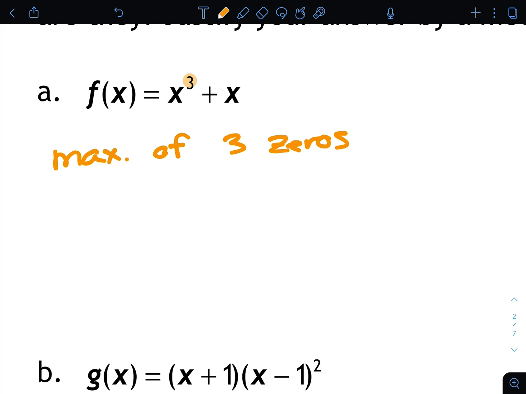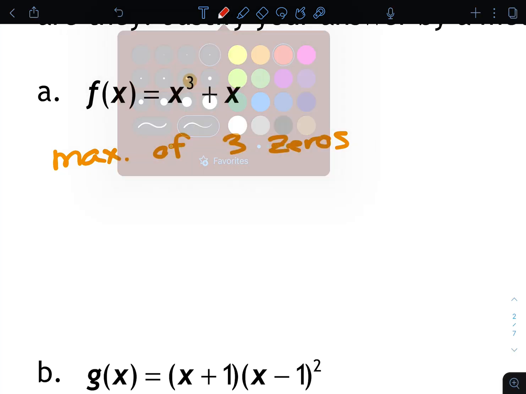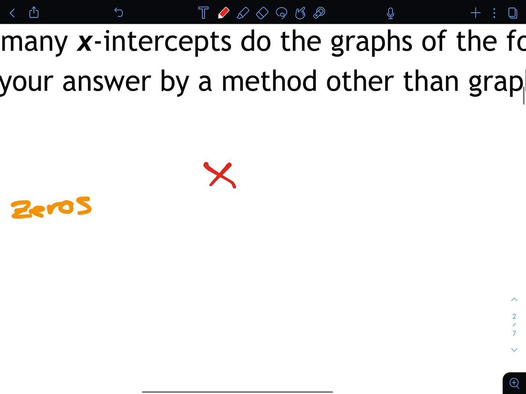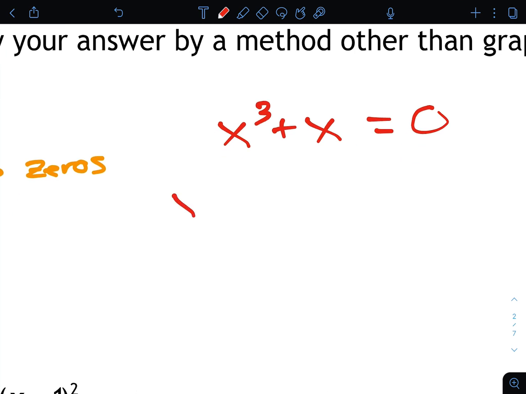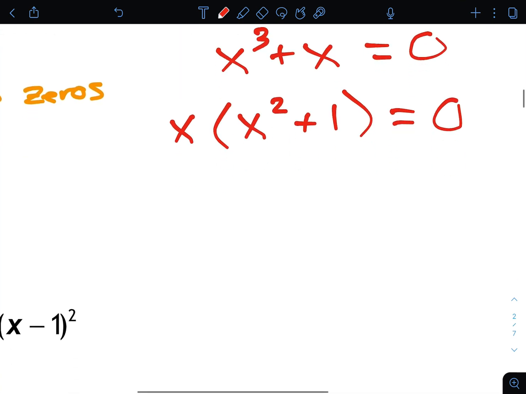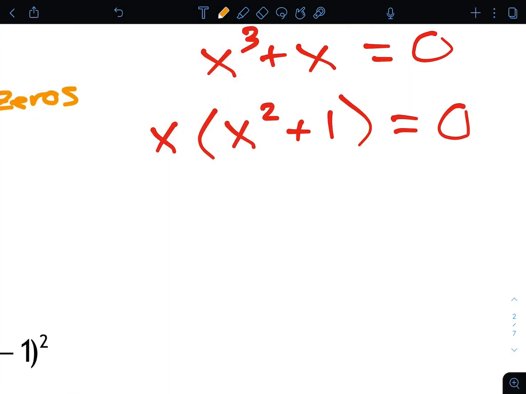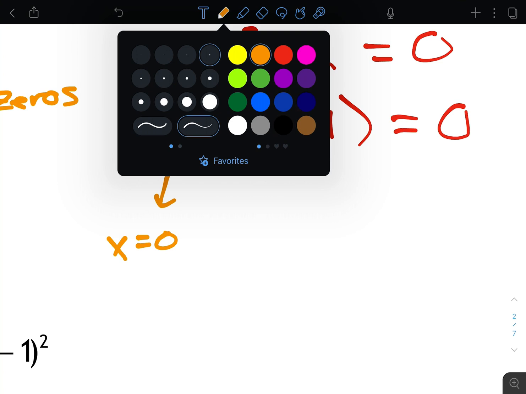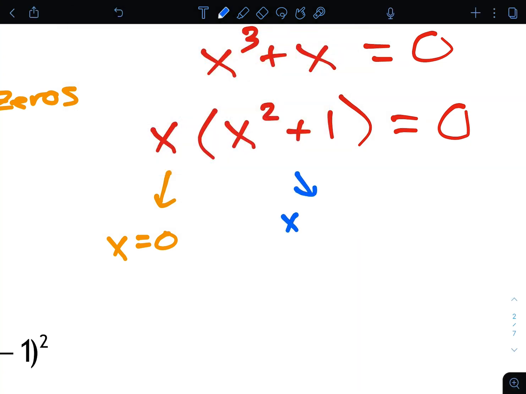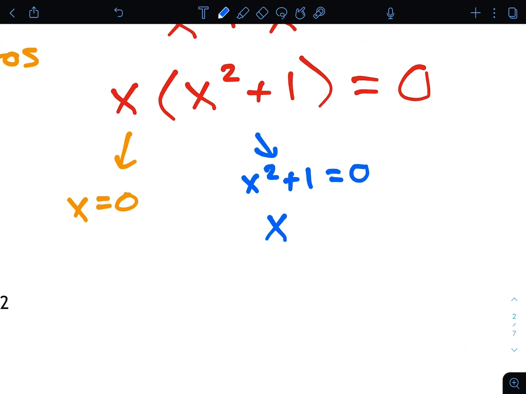So what I do is I set my function equal to 0 and I'm going to solve for x. So I'm going to set this equal to 0, so x cubed plus x. I want to know, when does that equal 0? What x values give me 0? Well, I can factor out an x, and I get x squared plus 1. Now I can't factor any further from here, I should say. But I know when x equals 0, that the whole thing will be 0. And I know that when x squared plus 1 equals 0, the whole thing equals 0. So I can go ahead and keep solving for x.